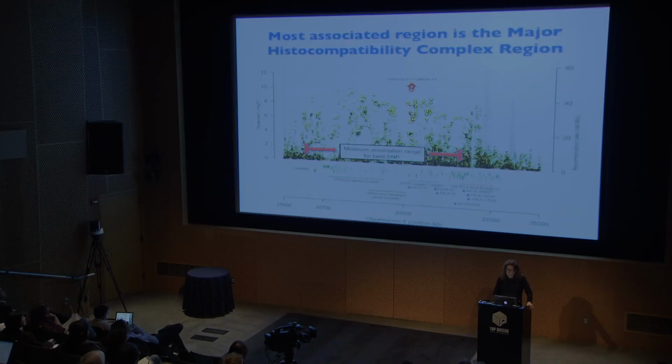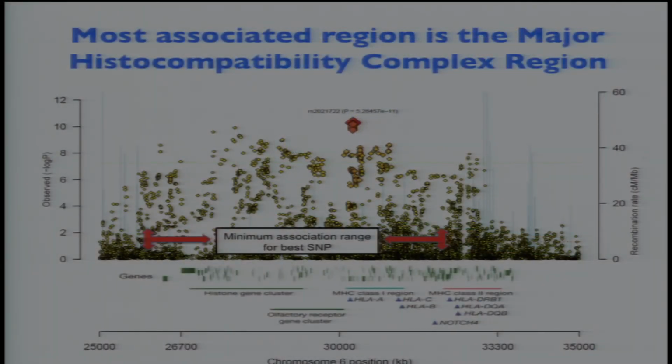So the most associated region is the major histocompatibility complex. This is an extraordinarily complicated area with strong LD that contains both MHC class 1 region genes, which have been implicated in brain function, as well as a class 2 region, factor receptor gene cluster, histone gene clusters, as well as a lot of brain genes. This will be a very difficult area to follow up.